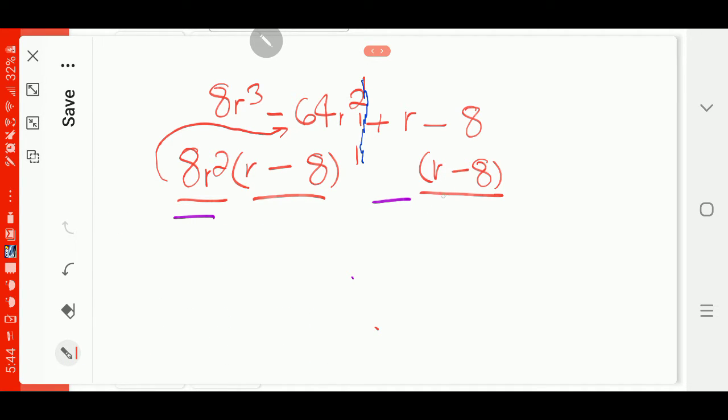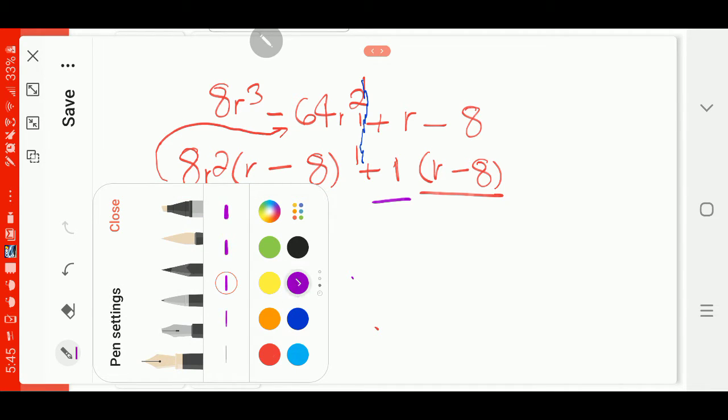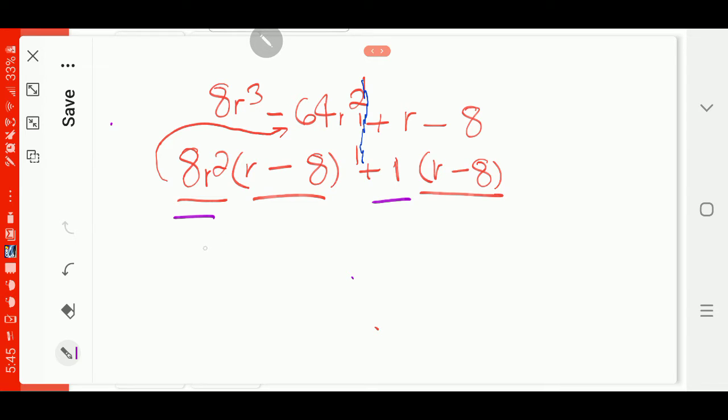So what number multiplies by r minus 8 to get r minus 8? It's very straightforward, 1. So now we determine our sign. Our sign is positive, because positive 1 times r is r, positive 1 times negative 8 is negative 8. So now I'll write this in a different color, factor out our r minus 8 from both sides. And what are we left with?